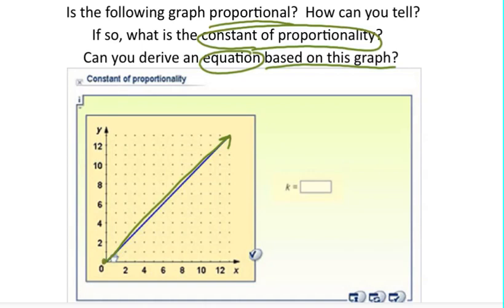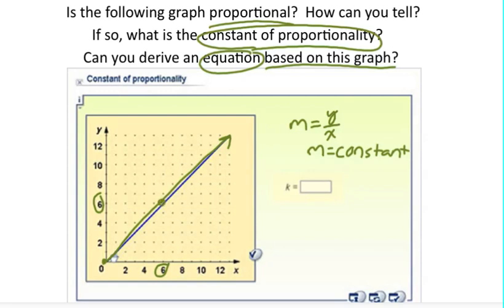Lastly, in order for this graph to be proportional, we must find a constant of proportionality. In order to find this, we can use the equation m equals y over x, where m is the constant. For example, we can use the point 6, 6. We notice that on the y-axis, the point is 6. On the x-axis, the point is also 6.